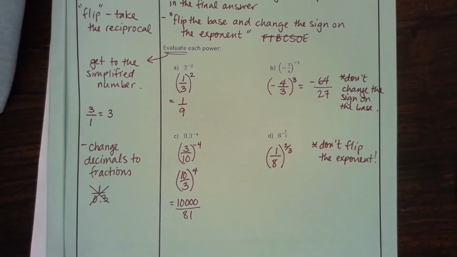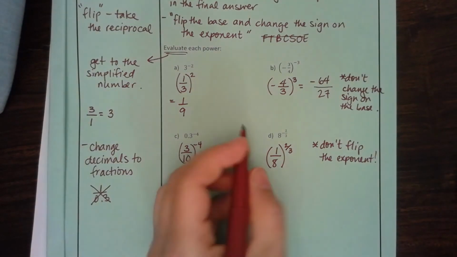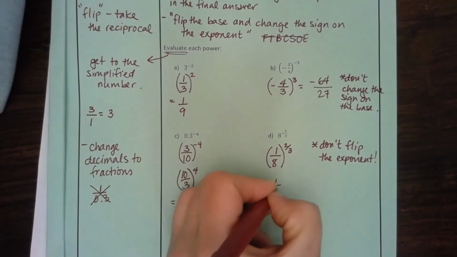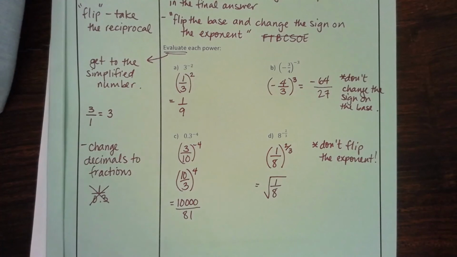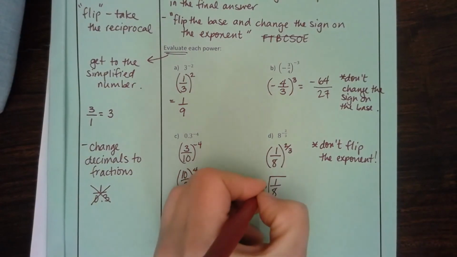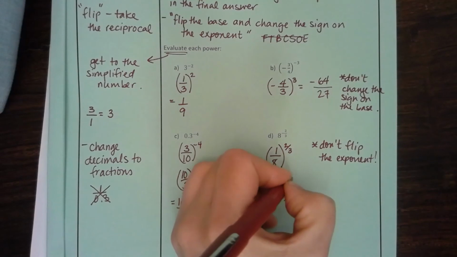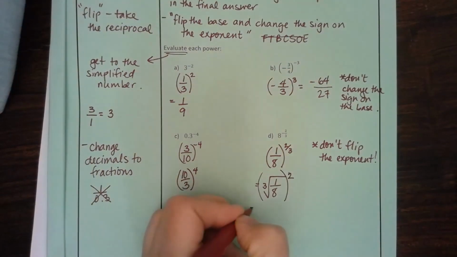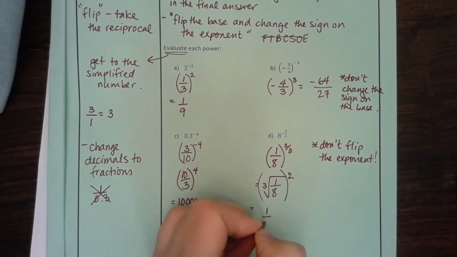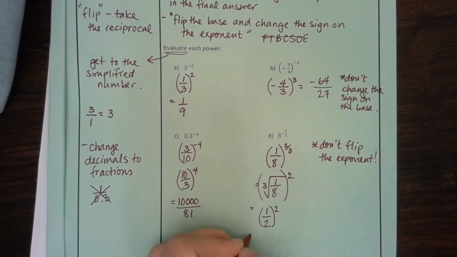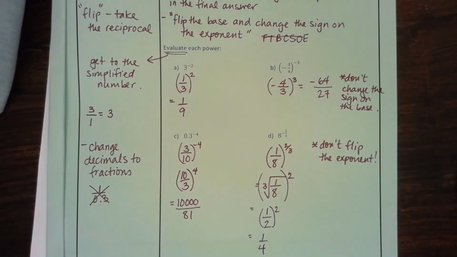All right, how do we evaluate this? We need our skills from the last lesson, right? When we have a fractional exponent, we think radicals, right? So we're going to take 1/8 becomes our radicand, 3 is our index, okay? And then we're going to raise this to the power of 2. All right, what's the cube root of 1/8? Well, cube root of 1 is 1. Cube root of 8 is 2. So we've got 1/2 squared, which is 1/4.